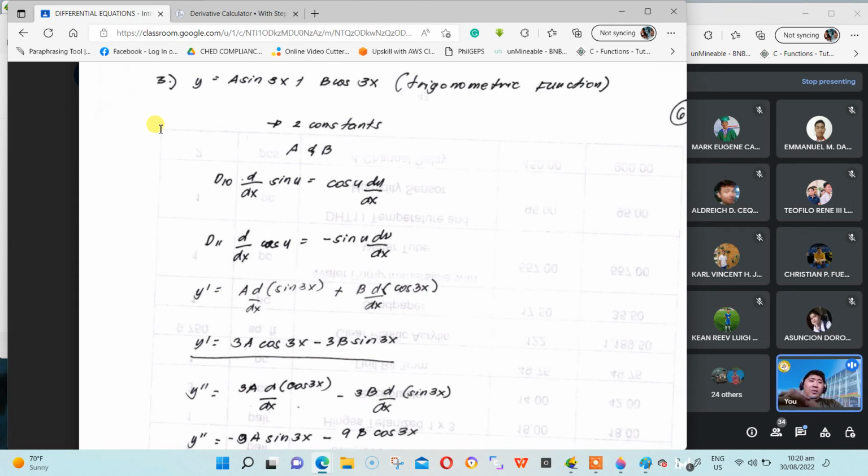So, now let's review our trigonometric functions. What if your given equations contain trigonometric functions? What do we need to do? The first thing we need to do is again count the number of constants, which are a and b. After that, we derive it twice. First, you need to recall that the derivative of sine is cosine, and the derivative of cosine is negative sine. Okay? So, let's try.